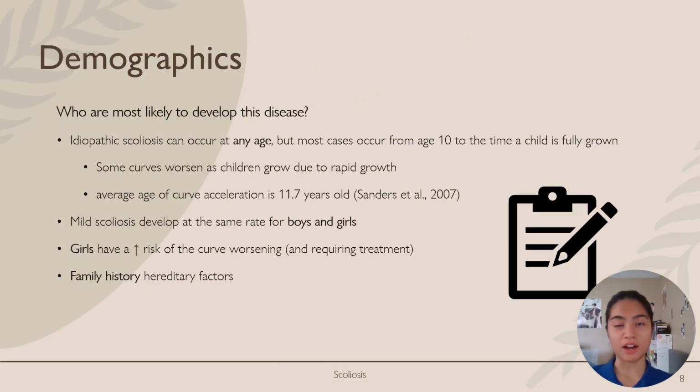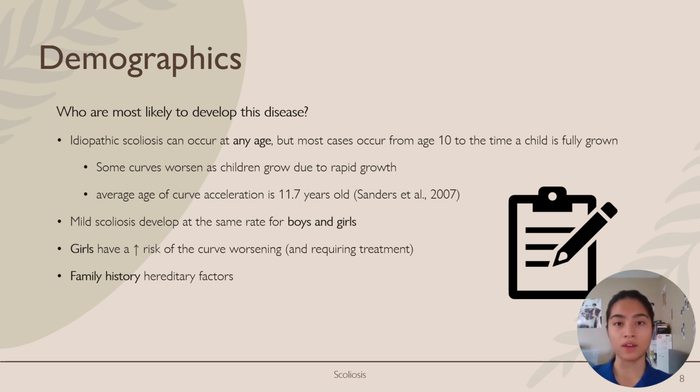Moving on to demographics, the people that are most likely to develop the disease or at risk are in adolescent years. Adolescent idiopathic scoliosis is the most common type. It occurs from the age of 10 to when a child is fully grown. Some curves worsen as a child grows due to rapid growth, like in puberty, and the average curve acceleration is from the age of 11.7 years.